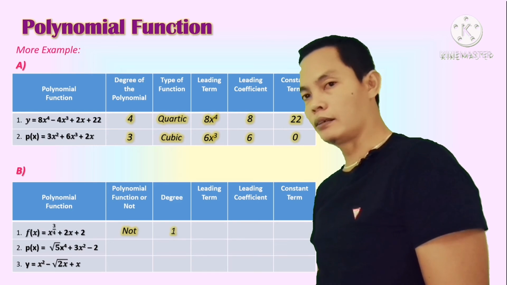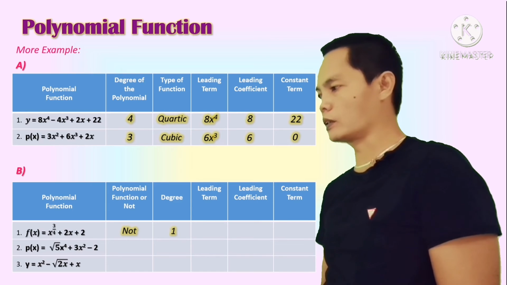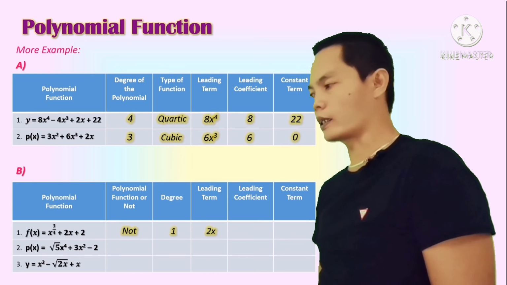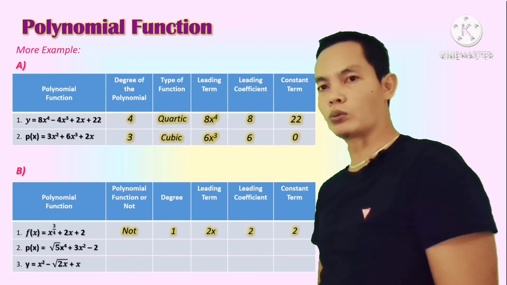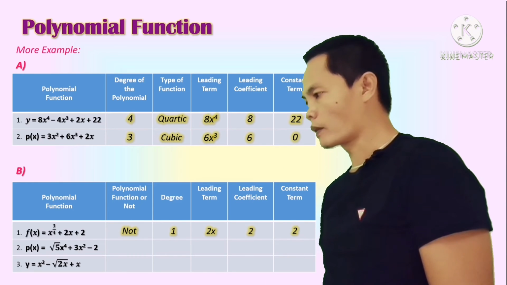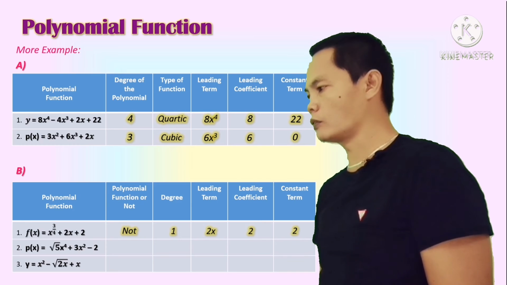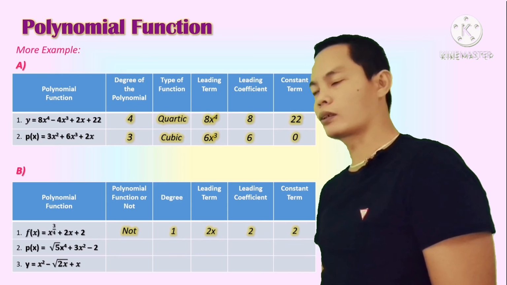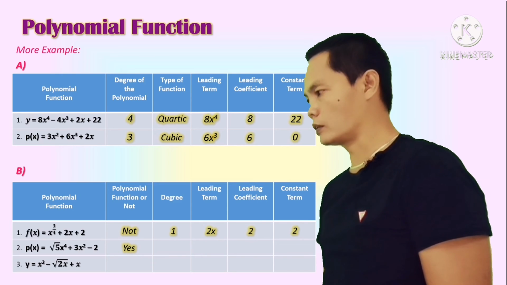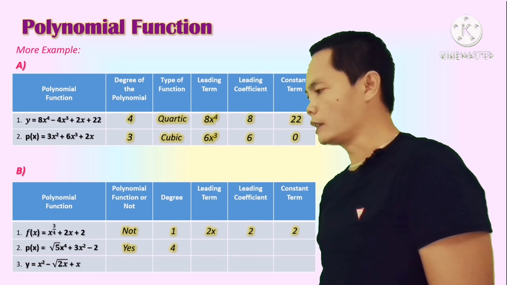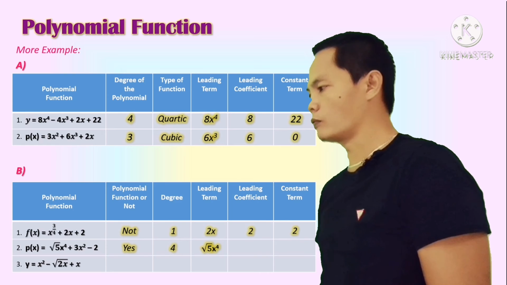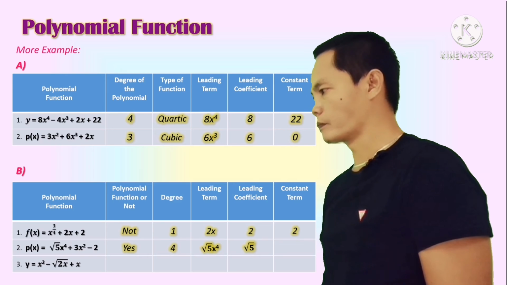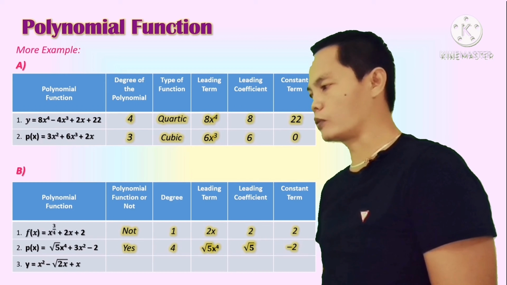But we have the degree. If we are going to determine the degree of that function, we have 1, or first degree. The leading term is 2x and the constant term is 2. Example number 2. P of x equals square root of 5 x to the fourth power plus 3x squared minus 2. In this example, we can consider that this is already a polynomial function. We have the degree of 4. The leading term is square root of 5 x to the fourth power. The leading coefficient is square root of 5. The constant term is negative 2.